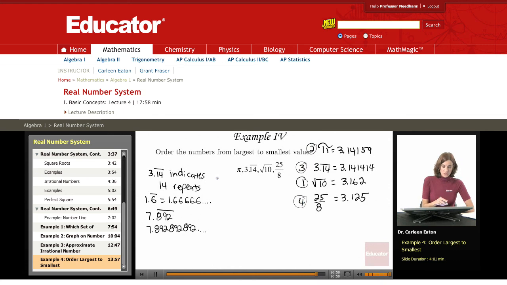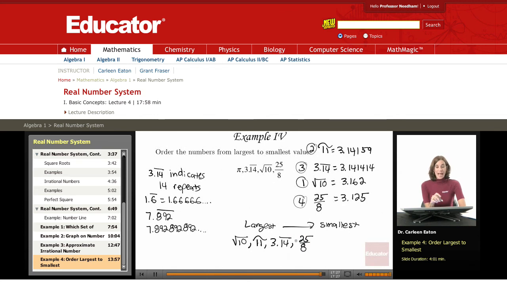Now, I go back to what they asked me. They asked me to order the numbers from largest to smallest. Therefore, from largest to smallest, my largest number is going to be the square root of 10. Then I'm going to go to pi. After that, it's 3.14 repeating. And then finally, 25 over 8.